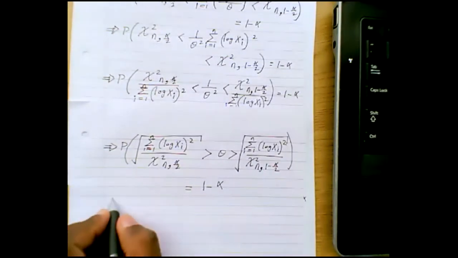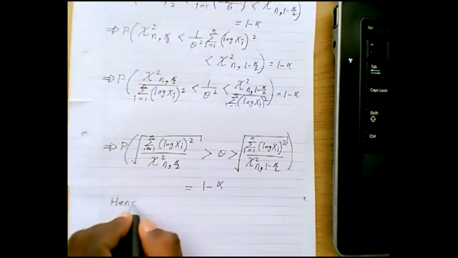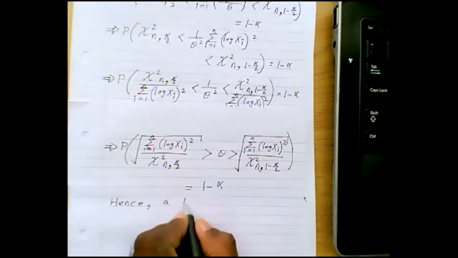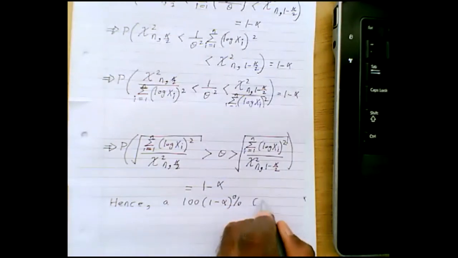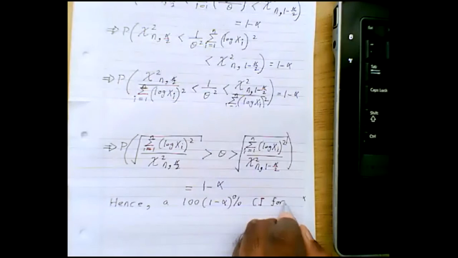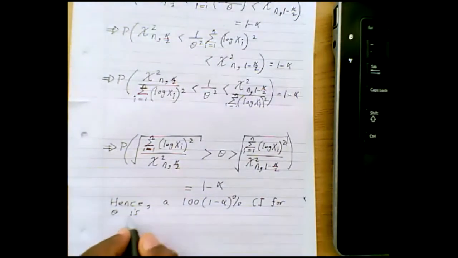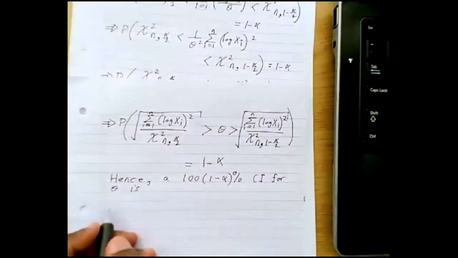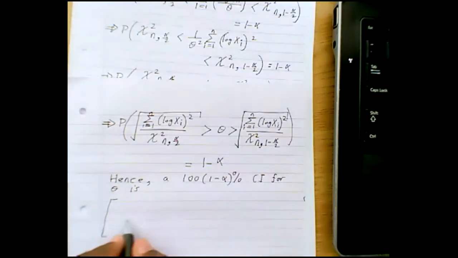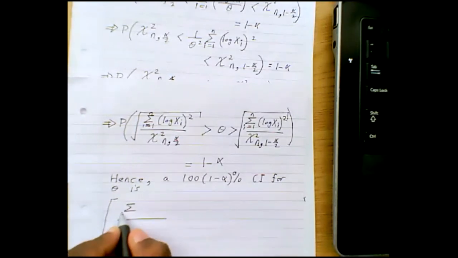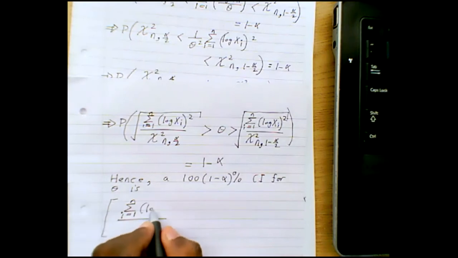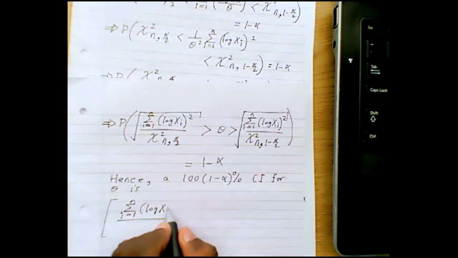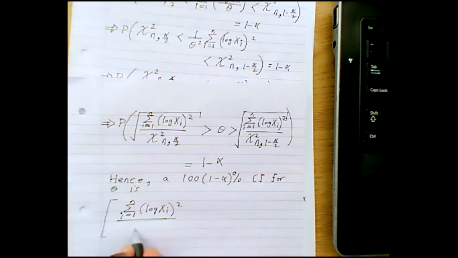So hence, the conclusion is the following. Hence, a 100 times 1 minus alpha percent confidence interval for theta is the interval from, so the lower limit is this.